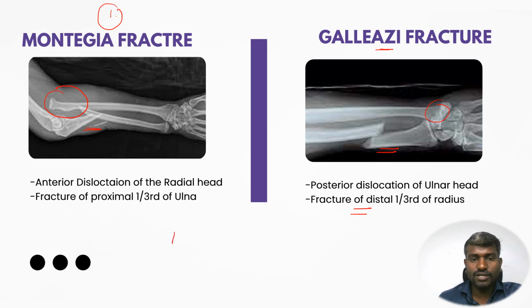There is a mnemonic for this. I'm pretty sure every one of you might have heard this. That is called as MUGR. Monteggia is for ulnar nerve injury and Galeazzi is for radial nerve injury.